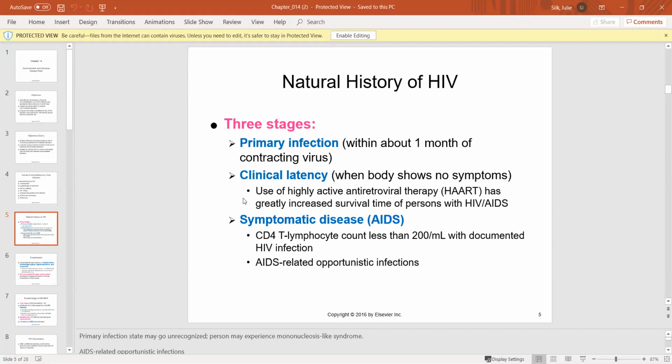Then there's a clinical latency. So this is when again, maybe you don't show any symptoms, so you think you're fine, and you have it, and you're spreading it around to people because you don't realize. So this talks about the use of highly active antiretroviral therapy. This has greatly increased survival time of people with HIV and AIDS.